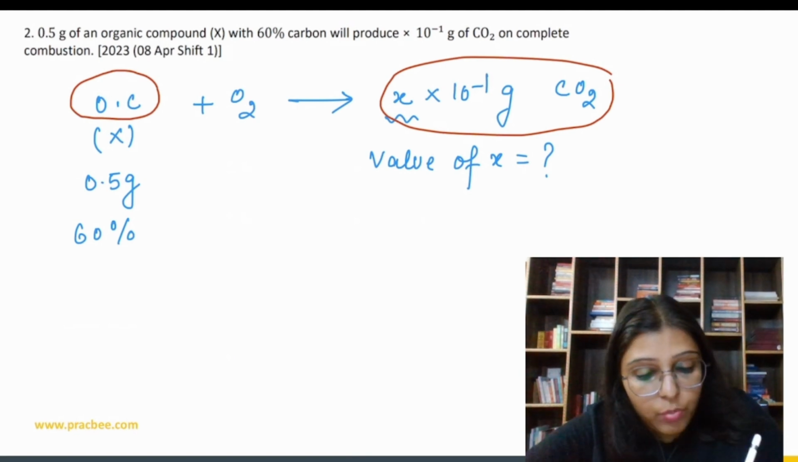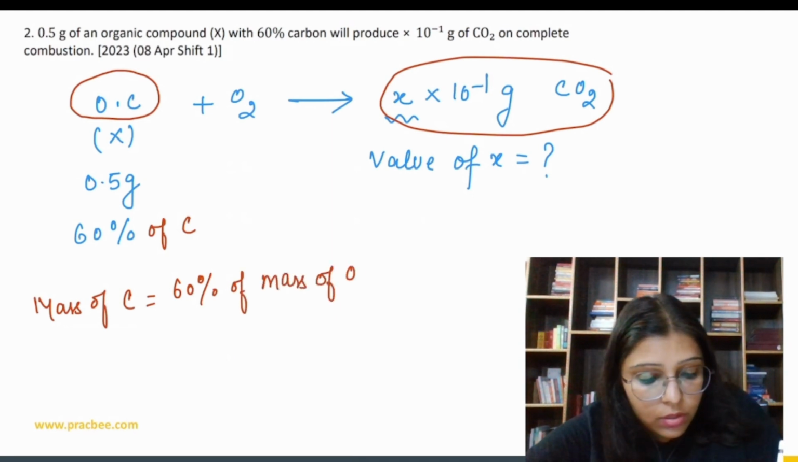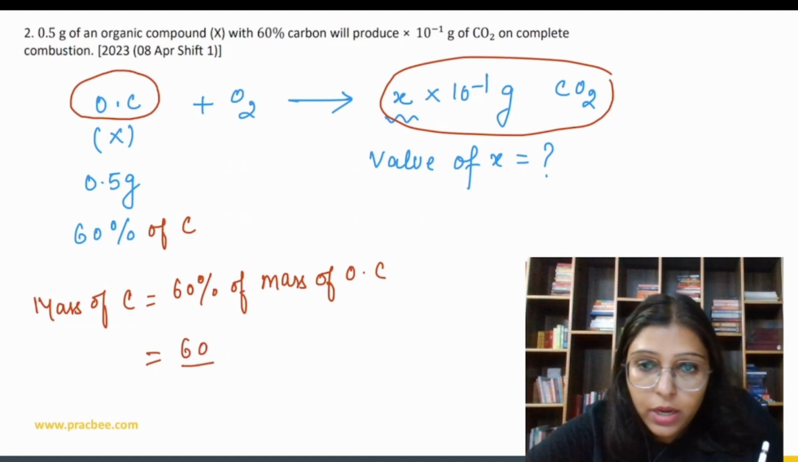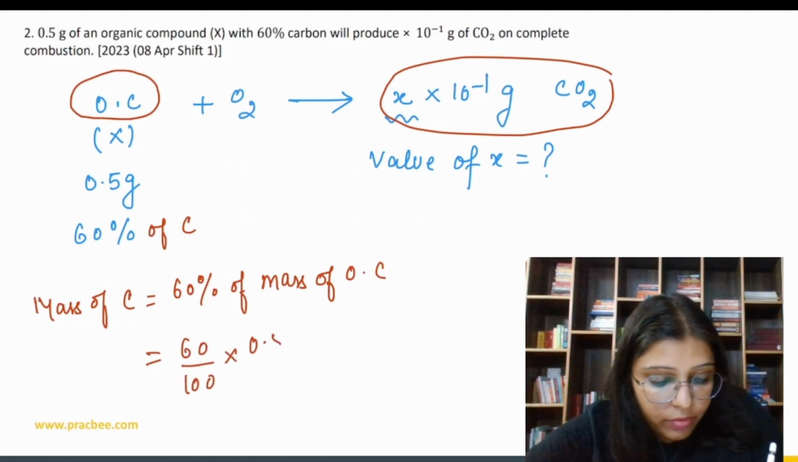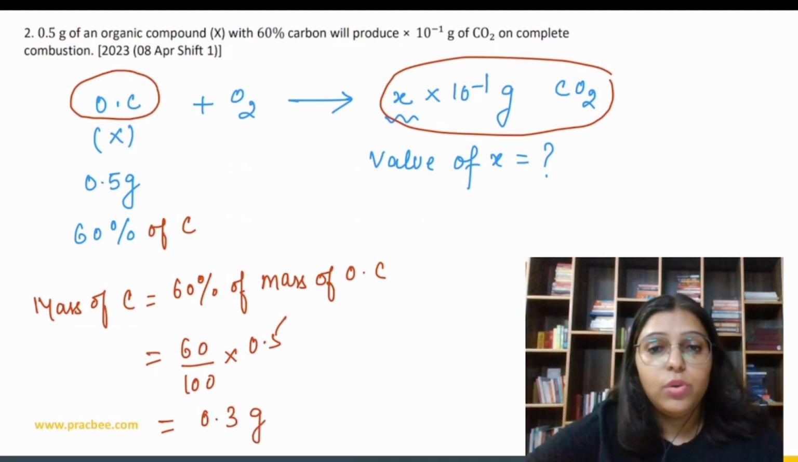We have 0.5 gram, and in this, 60% is carbon. So the mass of carbon is going to be 60% of the mass of the organic compound, which is equal to 60 upon 100 into 0.5. On solving, we get 0.3 gram. So the mass of carbon is 0.3 gram.